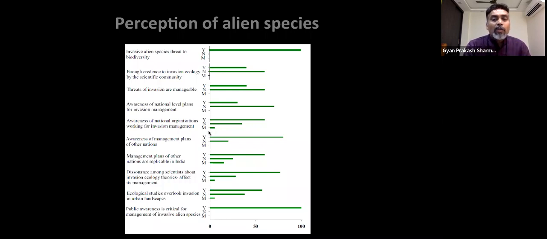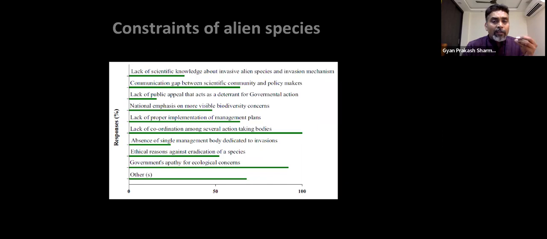So what we need to understand is, another most important is awareness of national level plans for invasion management. Everybody said yes, but their number was limited. But for no, the number was extensively high. Almost 70% of the people said there is not much awareness about the management plans of the invasive species. This is the perception of the scientists working on invasive alien species or intruders to manage them within the society, within the country. And one of the most important constraints which emerged was the lack of coordination among several action-taking bodies. And another important one was the communication gap between the scientific community and policymakers.